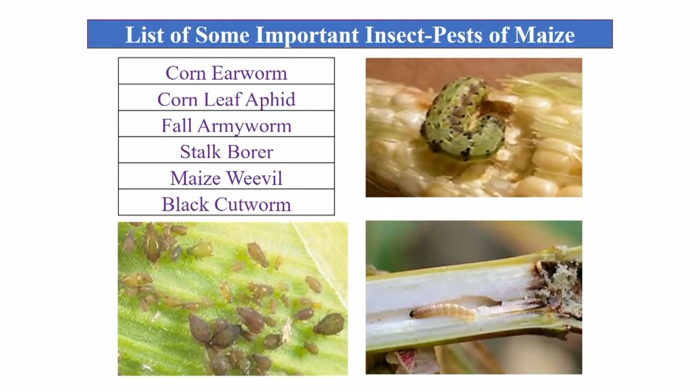And the list of some common insect pests is also there. First is corn earworm. You know, corn earworm is a very important insect which causes damage to the crops and to the production of corn. And next are corn leaf aphids, fall armyworm, stalk borer, maize weevil, and black cutworm. These are some common and important insect pests which are responsible for causing damage in the maize crop.